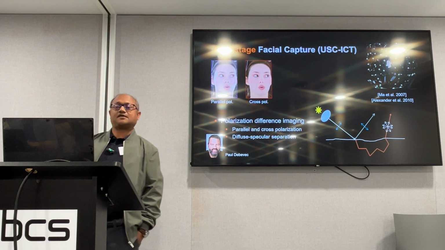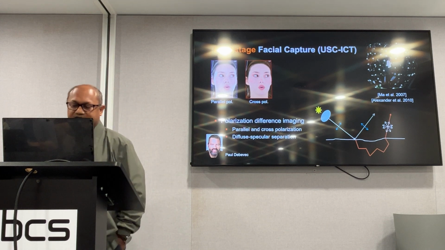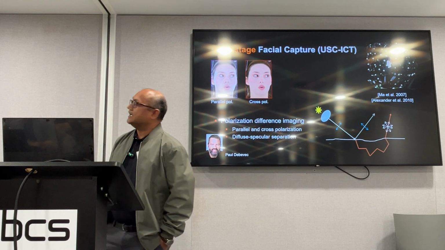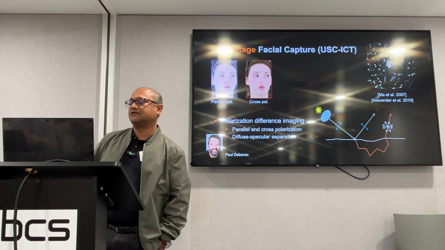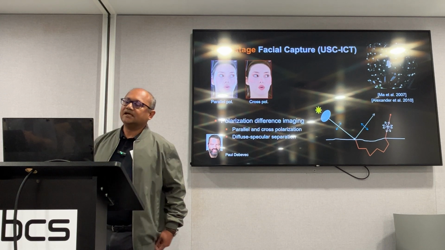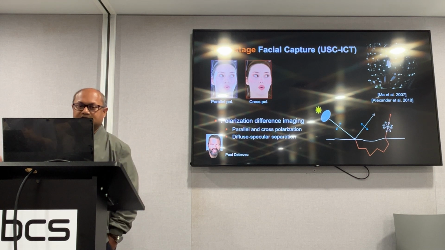So the story starts with light stages, and this was my first job after my PhD, where I joined Paul Debevec's computer graphics laboratory at the University of Southern California. And then they were, at that time, just developing a technique using polarization and applying it to the light stages. The technique that they developed at the time was called polarized spherical gradient illumination.